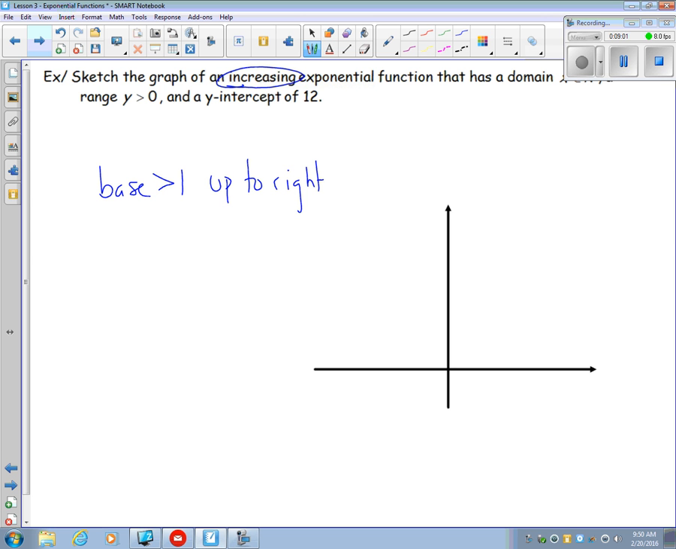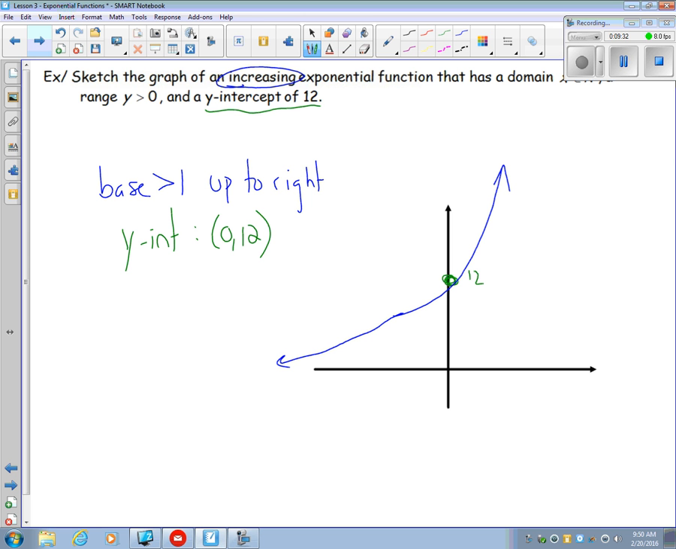Okay, a domain of all real numbers. So that's normal. A range greater than 0. That's normal. And a y-intercept of 12. Okay, so my y-intercept is 12, which means it's a point 0 and 12. So the only really important thing here is that I put a 12 for my y-intercept, and then make my graph grow to the right. So it's got to be going up to the right, and it's going to approach but never actually hit the x-axis. There's an increasing function.